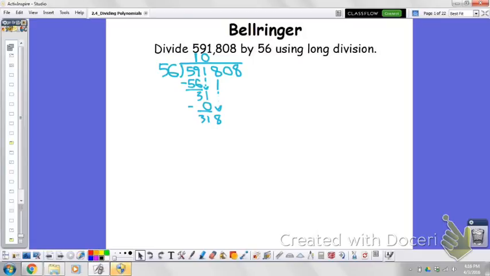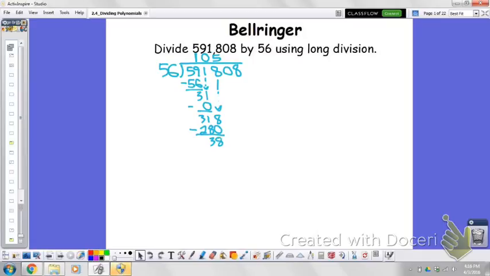So now we're going to look at how many times 56 goes into 318. And that is 5 times. So we put a 5 in the next spot, right above the 8. And then you do 5 times 56, which is 280. Write that below the 318. Subtract. And you will get 38.